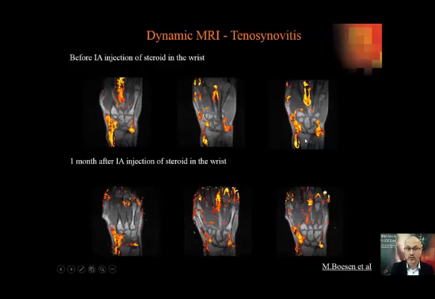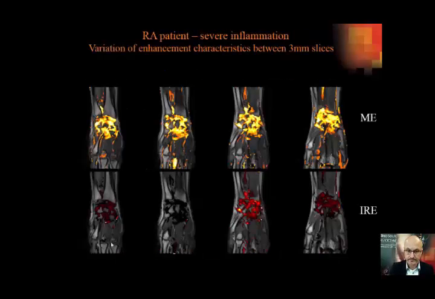And what you saw on the 1 month follow-up was that the synovium in the treated wrist has diminished a lot, but the tenosynovitis has not been affected very much, and could explain the partial response in the patient.